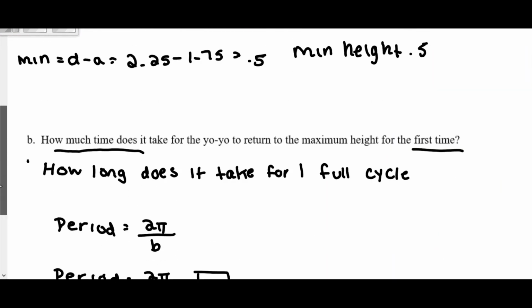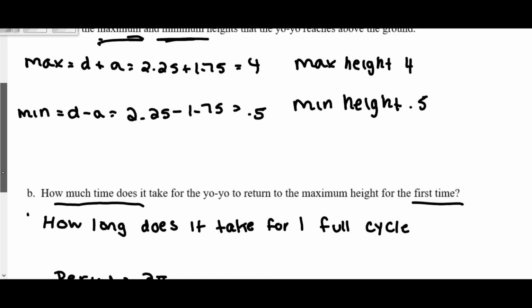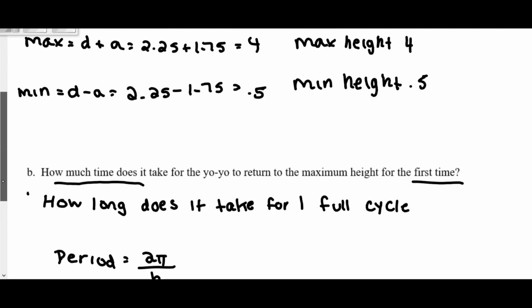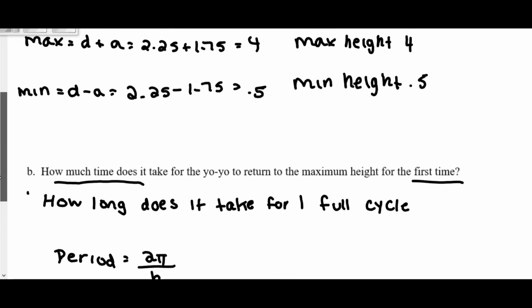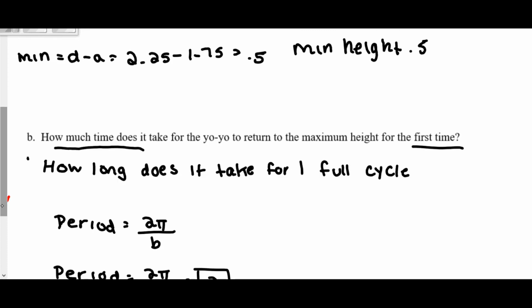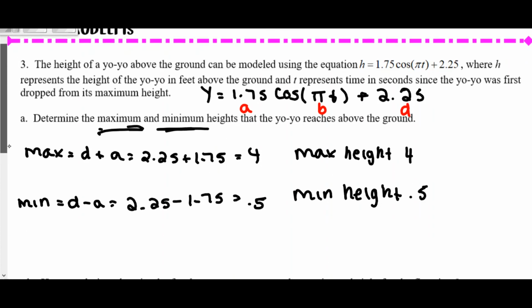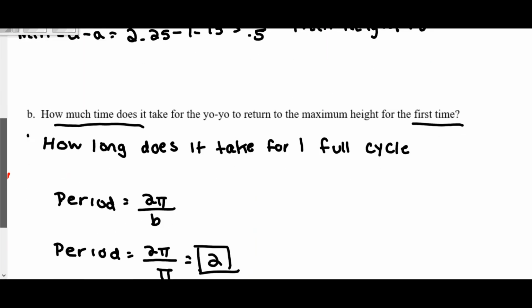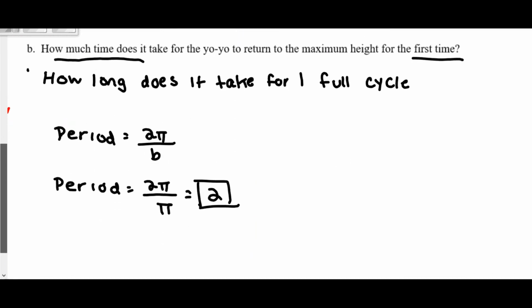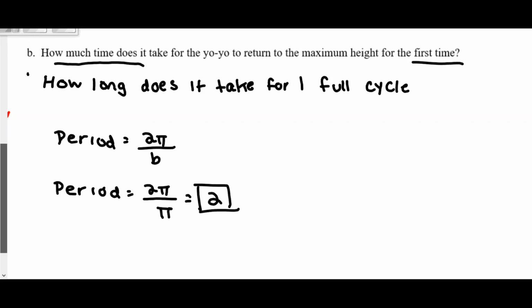And how long does it take for the yo-yo to return to the max height for the first time? So they're basically asking you how long does it take for the yo-yo to go through one full cosine cycle. That is just our period. Period is 2 pi over b. B is our frequency, which is just our b value in our equation. Our frequency is pi. So period is 2 pi over pi. So the amount of time it takes for the yo-yo to go through one full cycle is 2 seconds.